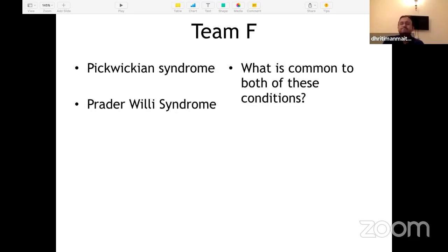Sriram. Pickwickian syndrome, Prader-Willi syndrome. What is common to both these conditions? Obesity, sir. Okay. And what kind of mutation occurs in both of these? We'll give him a 10 out of 10 because that was the question.